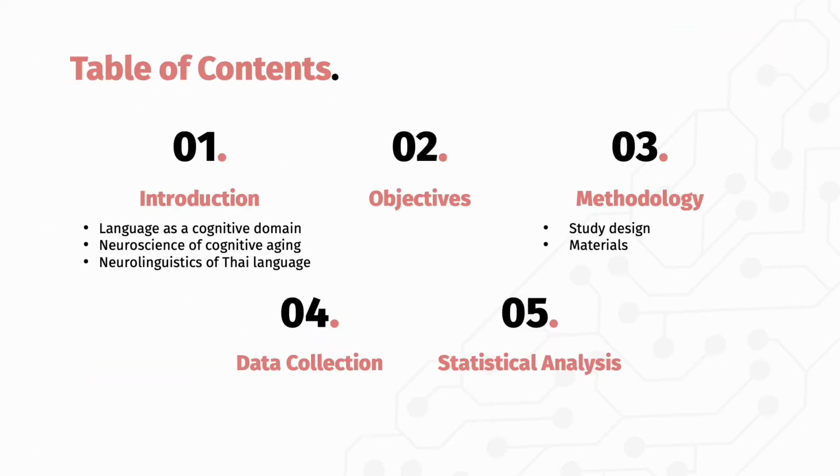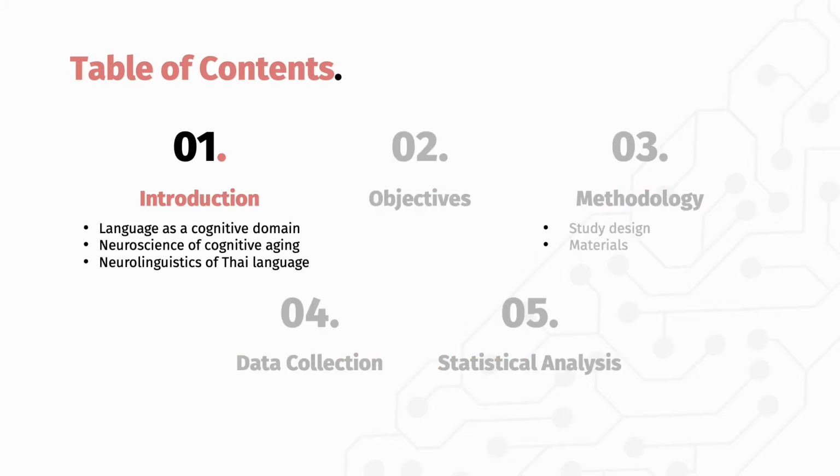Today we are going to get through the 5 main topics. In an introduction, we will talk about the cognitive domains and neural network dynamics in healthy aging and how it is applied in Thai language. Second is the objectives of the research. The third is study design and material used in this research. The fourth is data collection. And the fifth is statistical analysis.